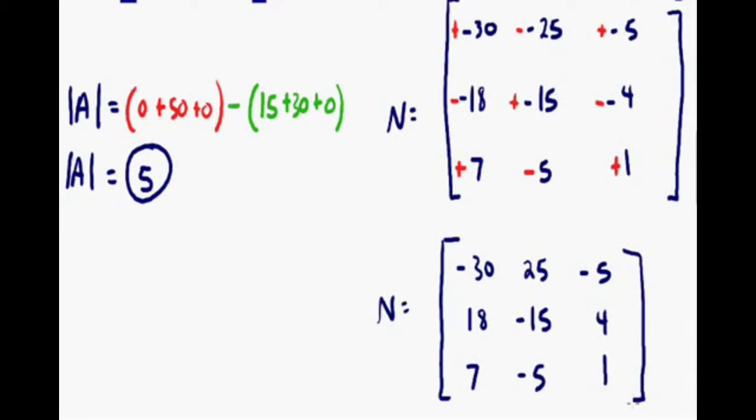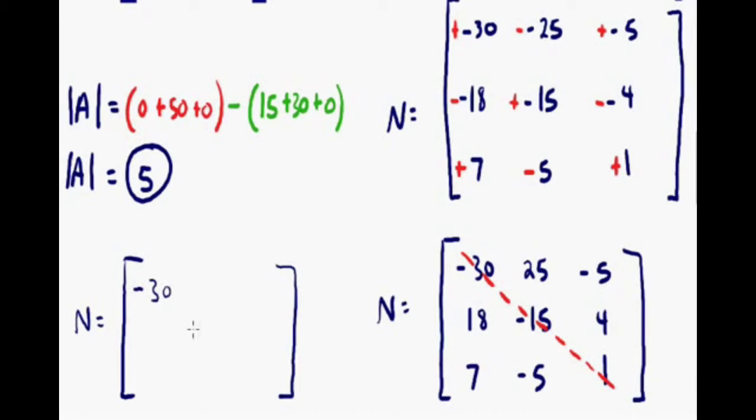So now we can move on to our next step. Our next step is we need to reflect all the numbers along this red diagonal, which I'm drawing right now. And if we reflect all the numbers across this red diagonal, all the numbers that are actually laying on that diagonal are going to stay in the same position. So the numbers that are on the diagonal, negative 30, negative 15, and positive 1, they're going to stay in the same position. Negative 30, negative 15, and positive 1.